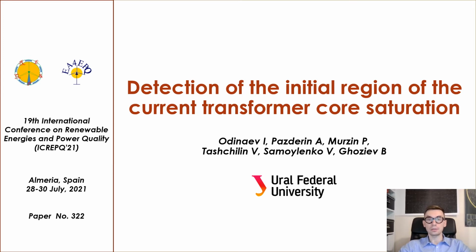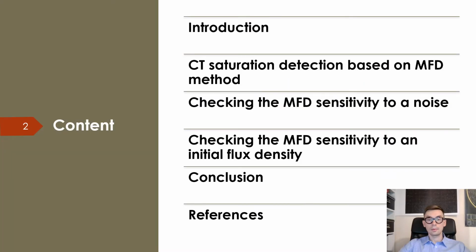Another paper I would like to present today is the detection of the initial region of the current transformer core saturation. One of the most common problems of any current transformer installed in the world is core saturation, which leads to the distortion of the current signal at the secondary circuit.